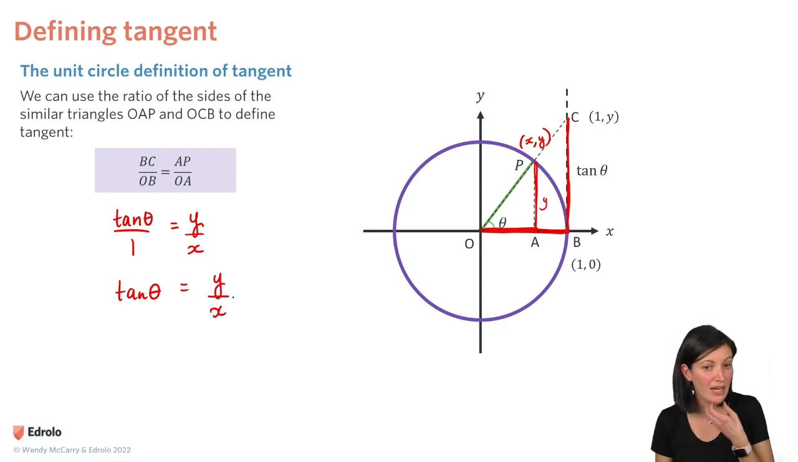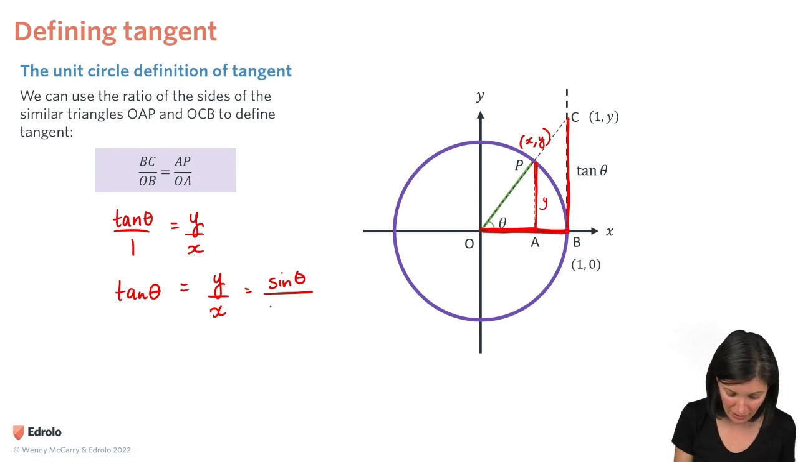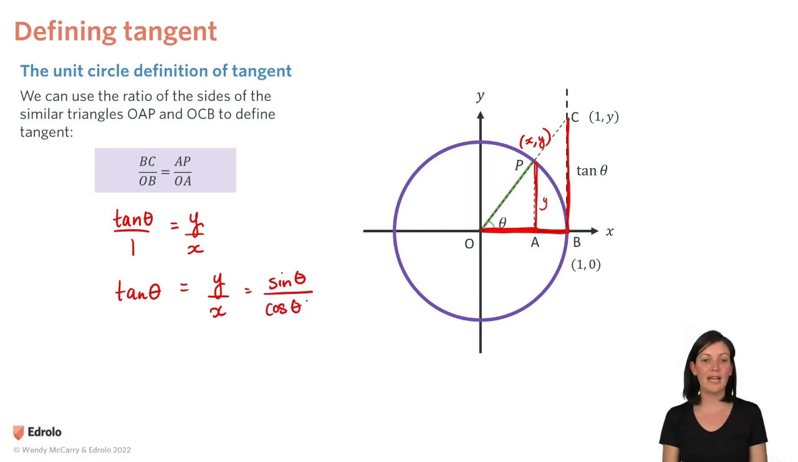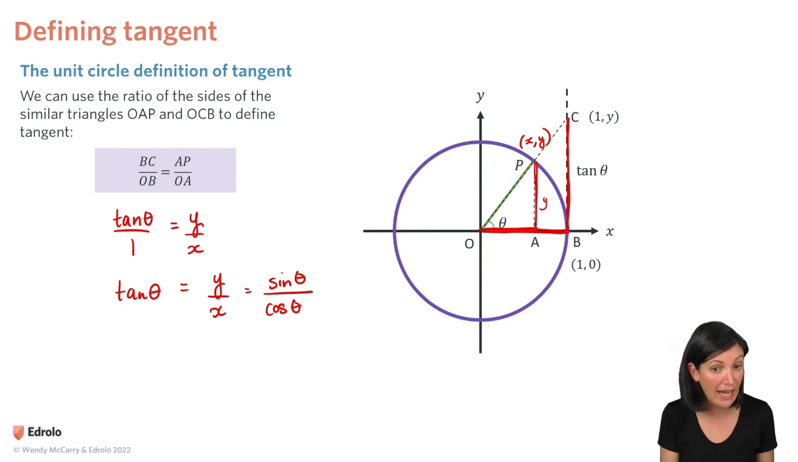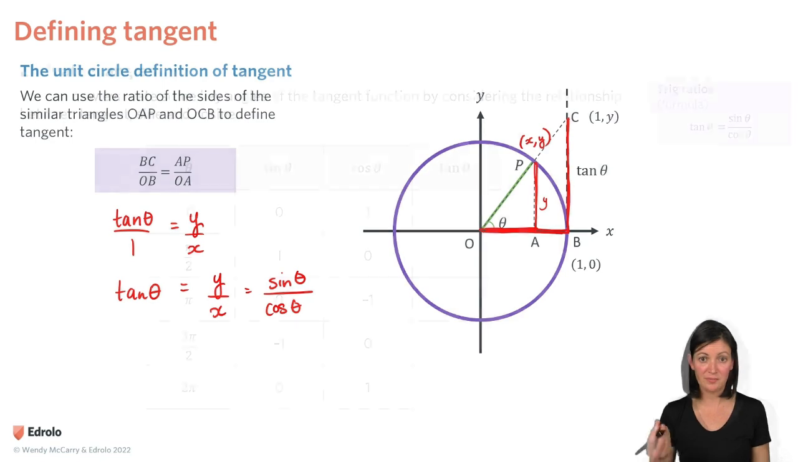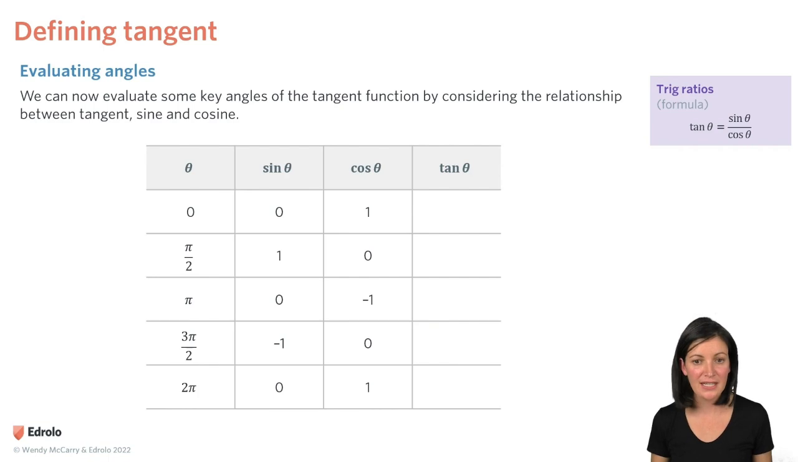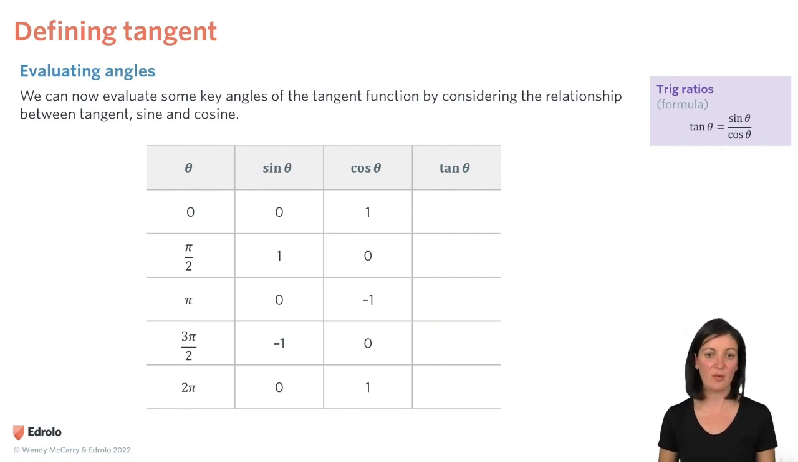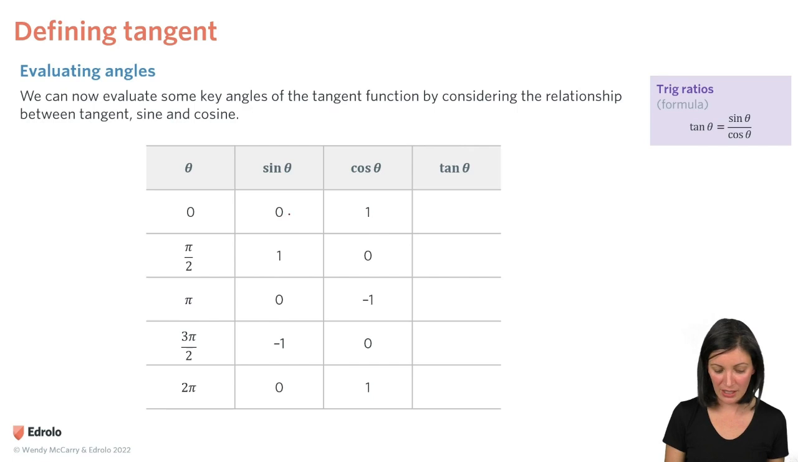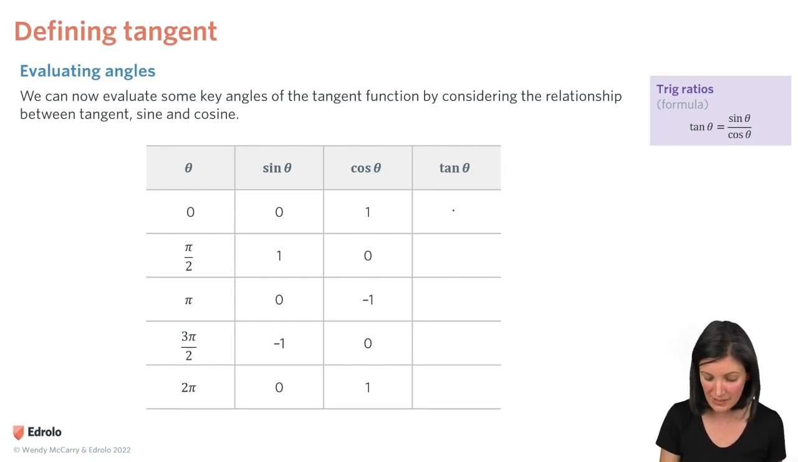And what you might remember is that y is the sine of theta, and x is the cos of theta. So we get this nice relationship relating sine, cos, and tan, okay? That the tan of any angle is equal to the sine of that angle divided by the cosine of that angle. So we can use this relationship that the tan of theta is equal to sine theta over cos theta to now evaluate the tan of the angles that we know. If we know that sine is 0 and cos is 1, tan is sine over cos, so 0 over 1, which is 0.